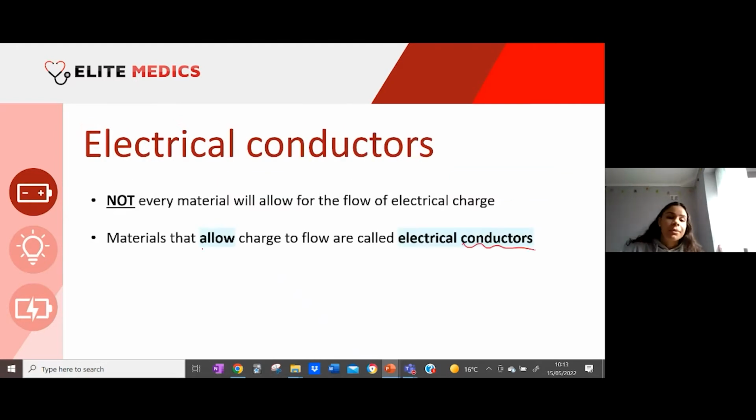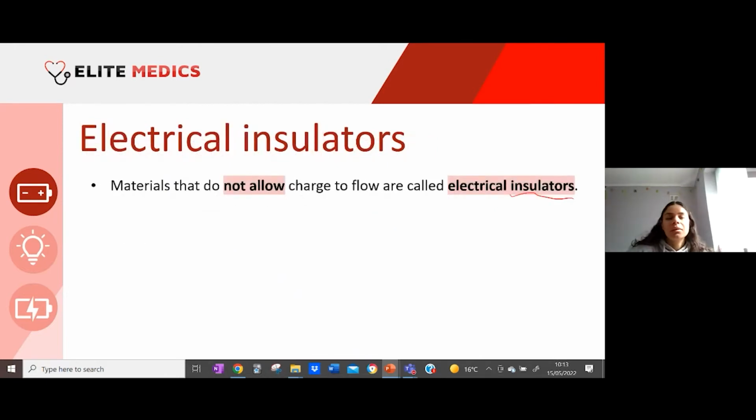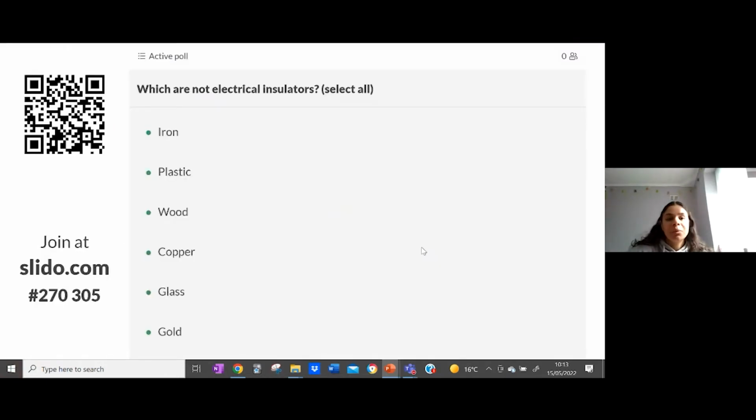So a material that allows current to flow allows for the flow of electrons. So that's exactly what current is. It's the flow of electrons through that material. So usually these are metals, and our insulators, if you can think of a couple examples. I've got my question now: which are not electrical insulators? So think about what I just said. If current is the flow of electrons, you're kind of thinking of what doesn't really have free flowing electrons.